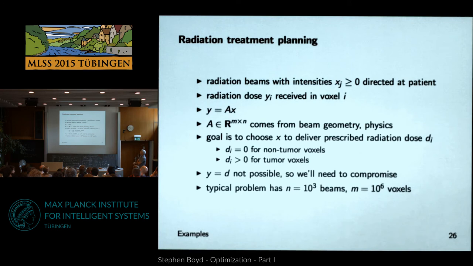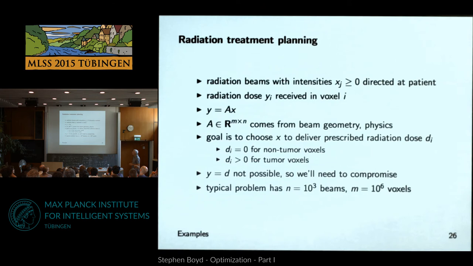What'll happen is you'll have, let's say, 1,000,000 voxels, or more or less. You have a 100 by 100 by 100 region wherever the tumor is, like over here, so there'll be 1,000,000 voxels, and then you have y equals Ax. Now, A says that the mapping from the beam intensities into the voxel received dosage is linear. By the way, it is quite complicated, and I don't fully understand it.